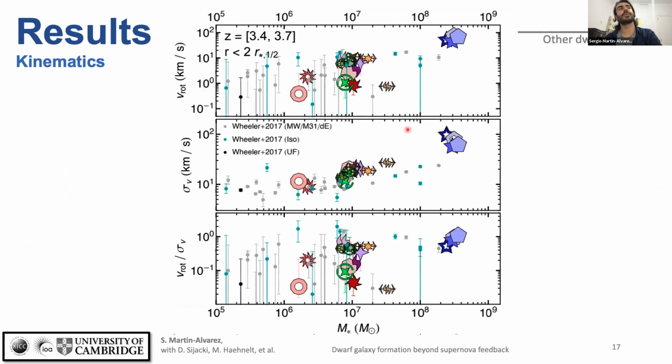In general, what we can see, at least in the rotation, is that most of our runs tend to have rotational velocities that are very low. Once you include radiation, you actually get more coherent rotations up to about 10 kilometers per second, and actually in good agreement with the cyan points that correspond to isolated dwarf galaxies around us.